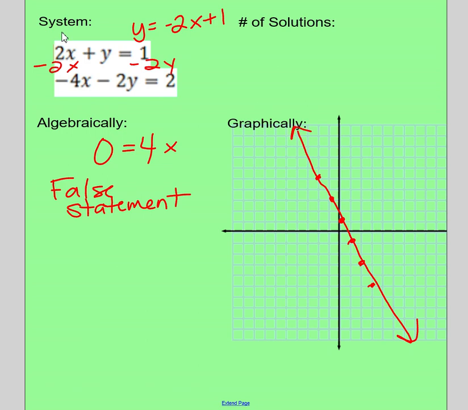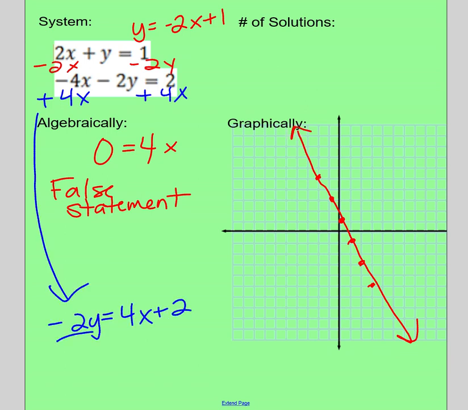Now if I were to look at this second one, I'm going to add 4x to both sides. I have -2y is equal to 4x plus 2. To get y by itself, I have to divide by -2, and I get y is -2x minus 1, right? So now my y-intercept is -1, my slope is -2.